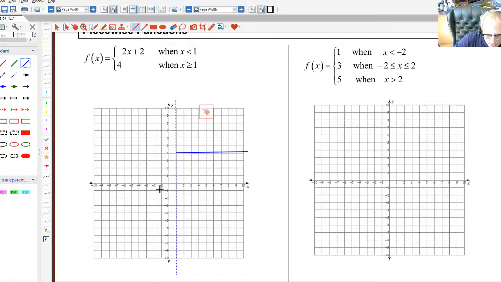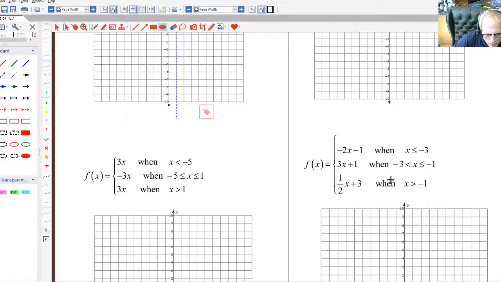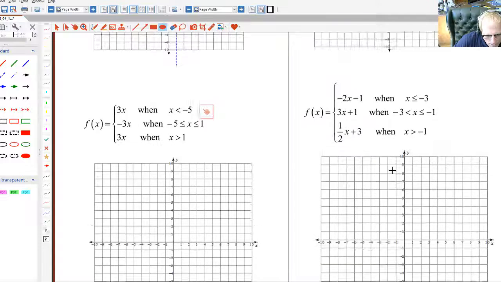Okay, negative 2x plus 2 is going to start here, and it's going to be down 2 and over 1. All right, and then it's going to continue on up through there. All right, and then when x is less than 1, that would get the empty circle on the boundary, and then x is greater than or equal to 1, we're going to have a solid dot that's right there. Okay, so that would be that one, and now let's do this one.